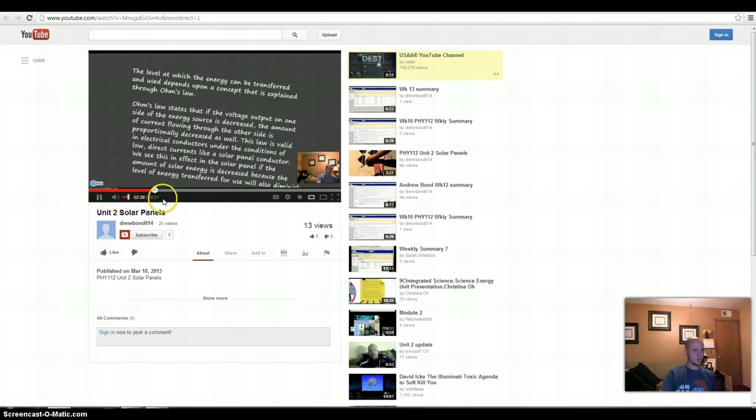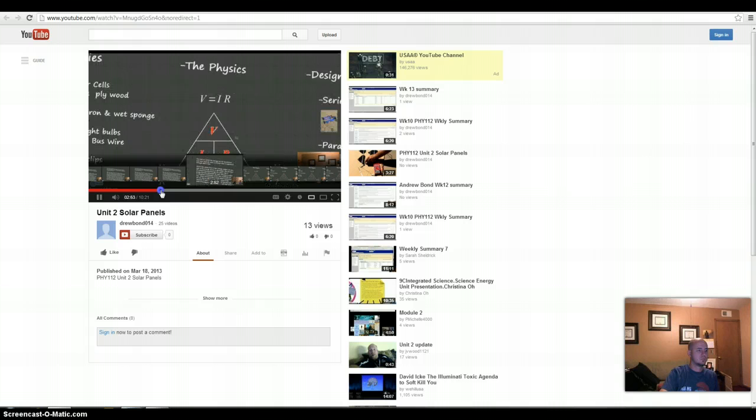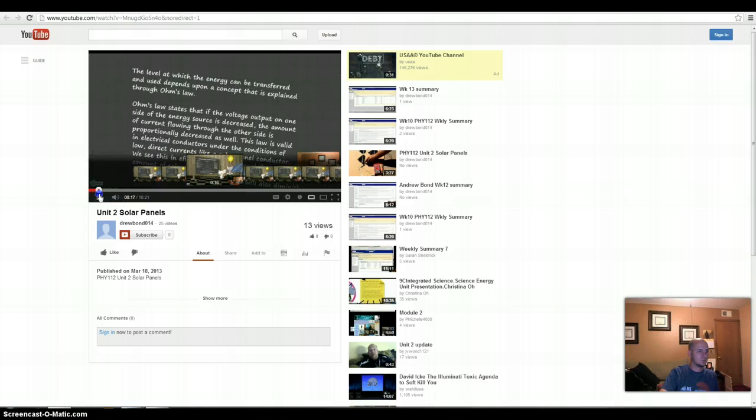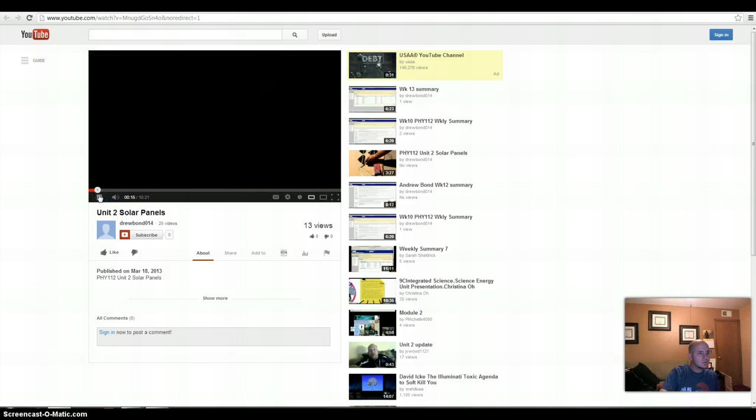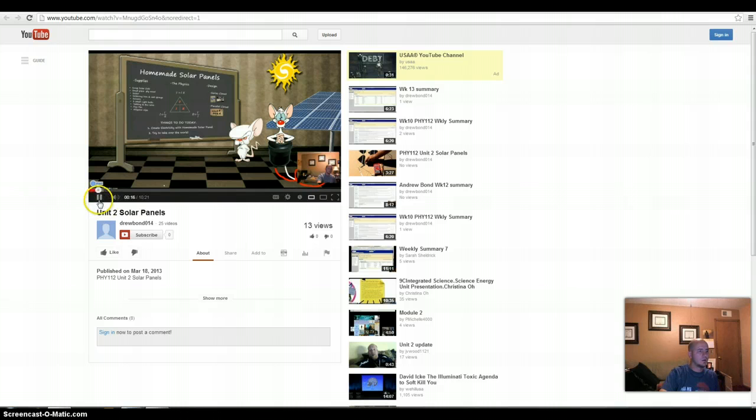Your power is transferred out and allows us to be able to utilize that. The level at which energy can be transferred, and you can take them back and forth. So, trying to get to where you can see the whole of these circuits and these panels.